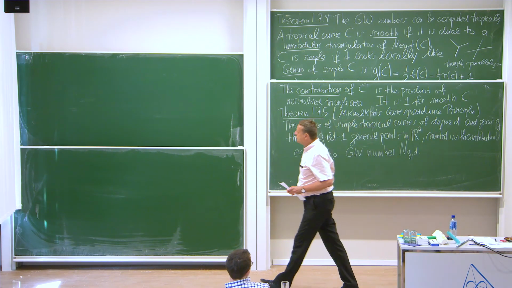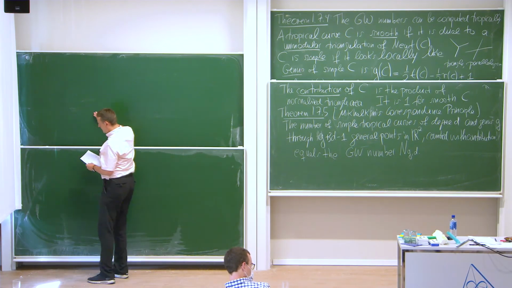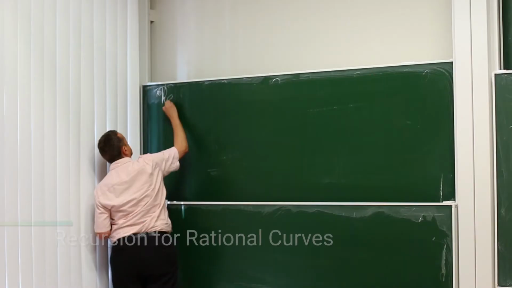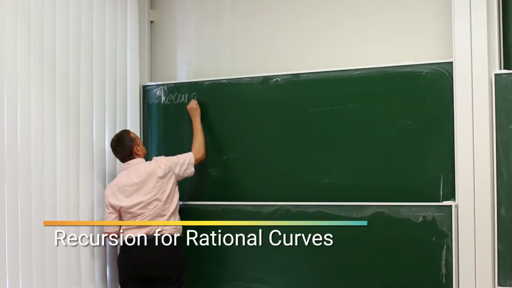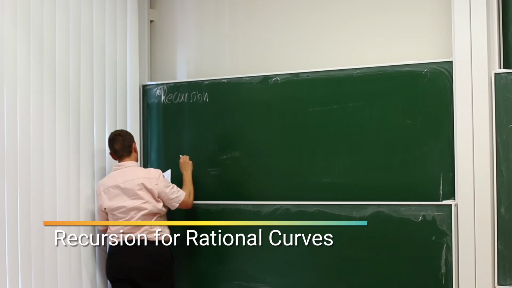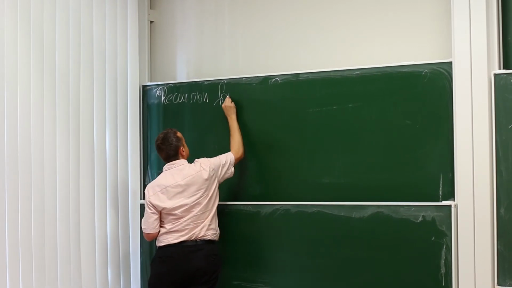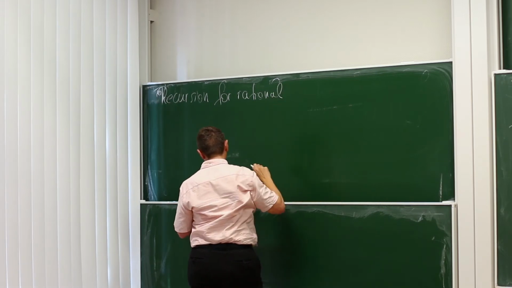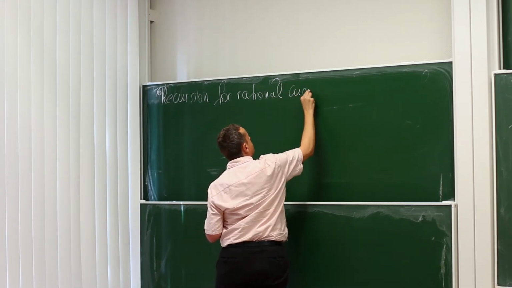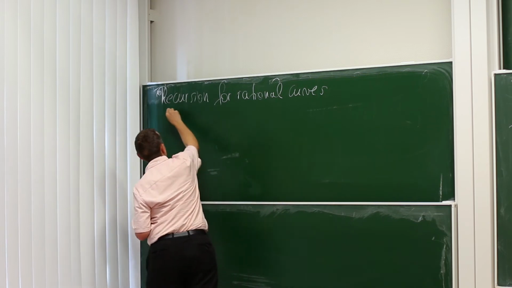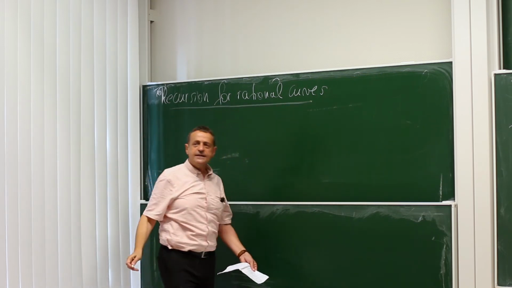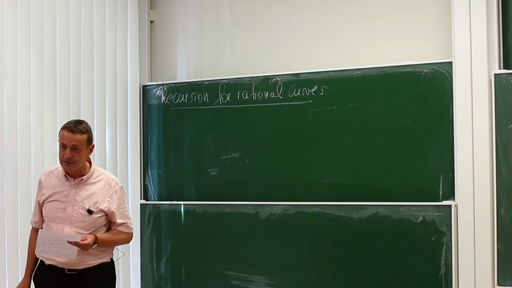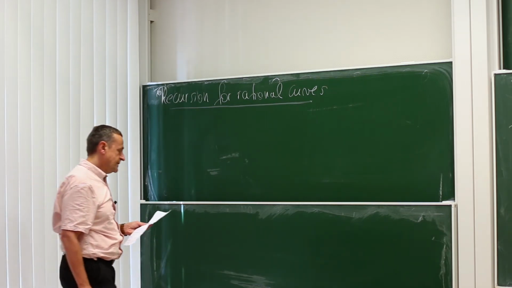Now, what I'm going to do is I'm going to digress a little bit. There's a nice recursion for these Gromov-Witten numbers in the genus 0 case. So I want to discuss this for a moment. This is for rational curves. So even the case of genus 0 is most interesting. And you saw in the examples, the genus 0 case always gave you the largest number. Right? So those are, in some sense, the interesting ones.